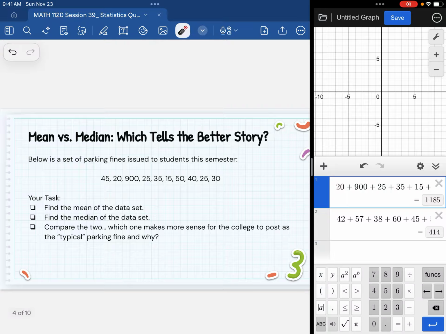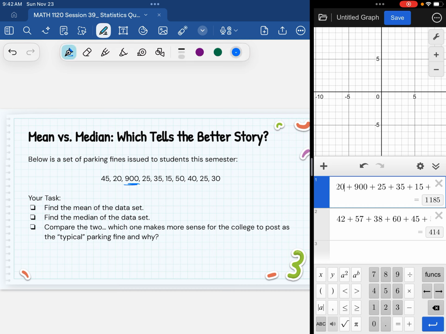And we'll take a look at a set of data. So here we have a set of data, parking fines issued to students this semester, and you can see that student with the $900 bill is in there, and it looks like we have 10 students, 1, 2, 3, 4, 5, 6, 7, 8, 9, 10. So we say n equals 10.